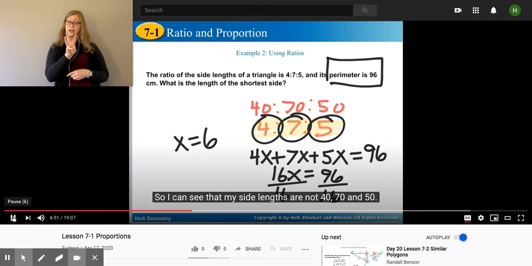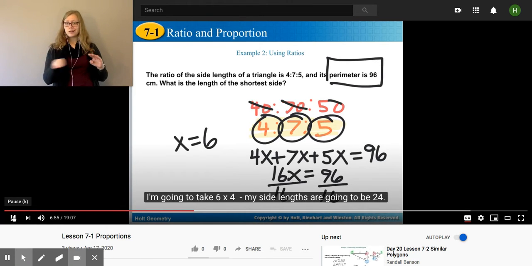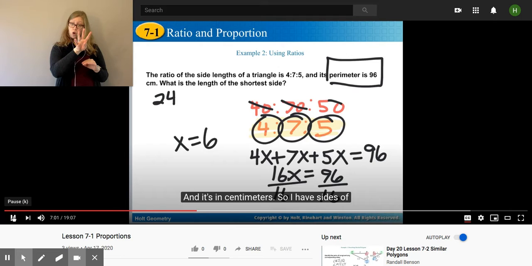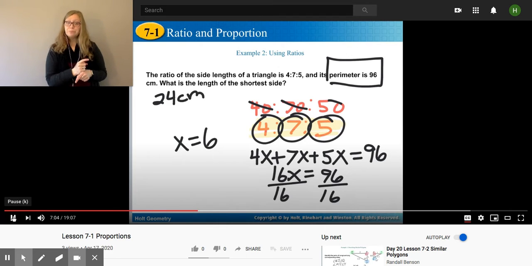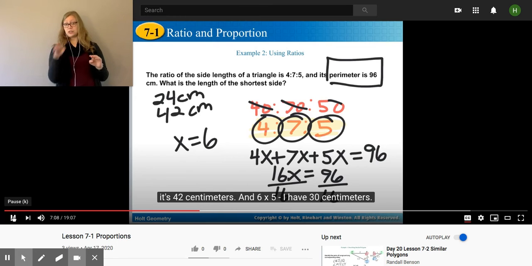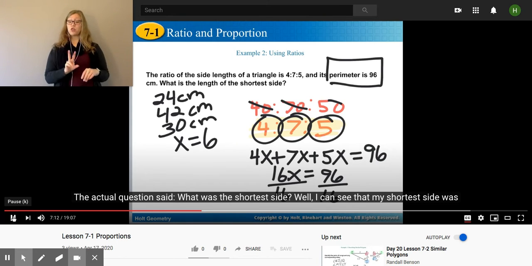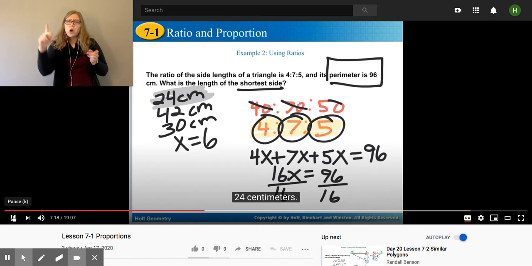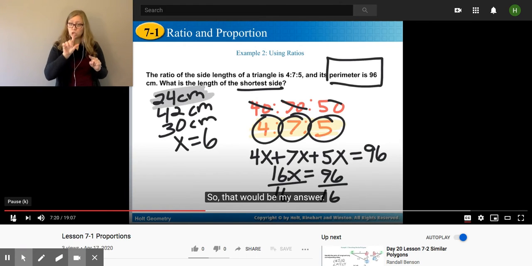So I can see that my side lengths are not 40, 70, and 50. I'm going to take 6 times 4. My side lengths are going to be 24, and it's in centimeters. So I have a side of 24 centimeters. 7 times 6, I have one that's 42 centimeters, and 6 times 5, I have 30 centimeters. The actual question said, what was the shortest side? Well, I can see that my shortest side was 24 centimeters. So that would be my answer.